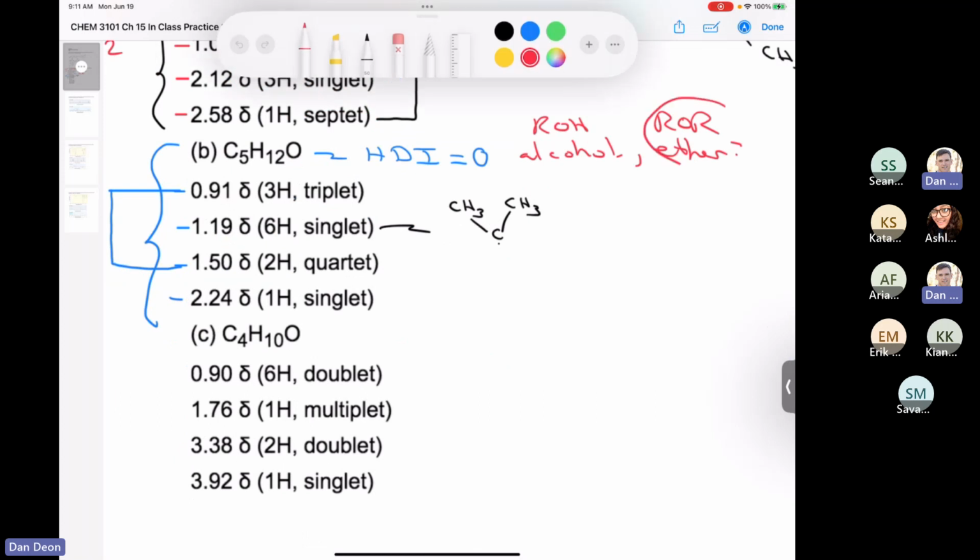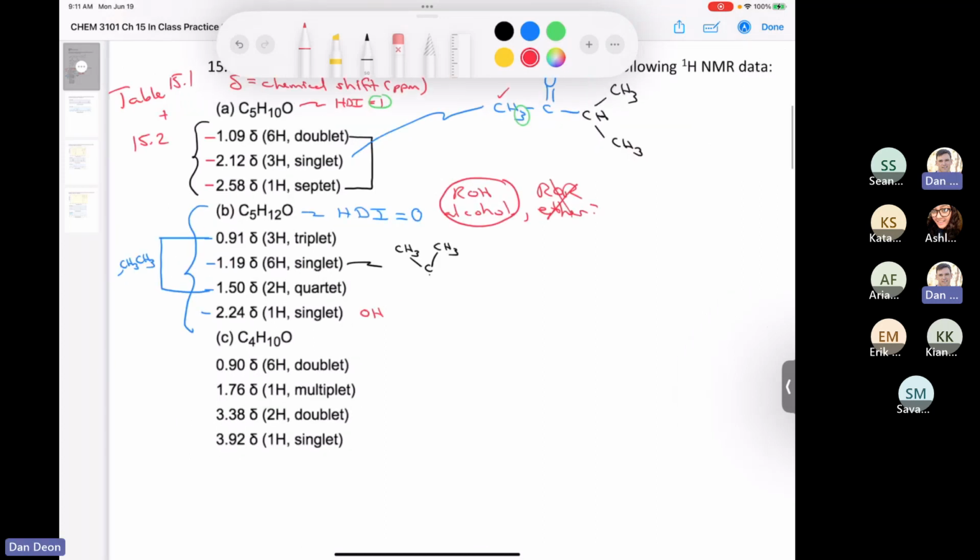So we'll circle it. It is an ether, or sorry, it is my mistake. That means we have an alcohol in the compound. It is not an ether. So that means we have an OH group. So now we just tie all of these parts together.